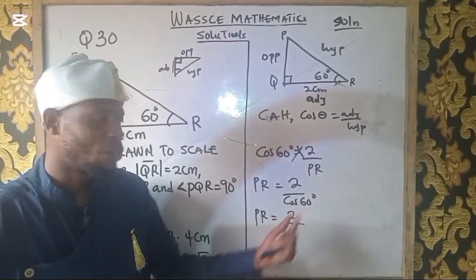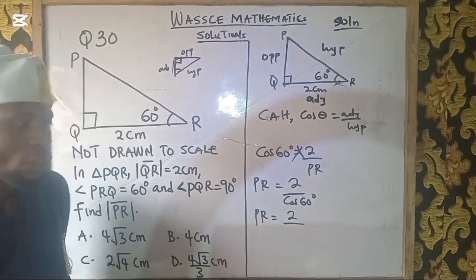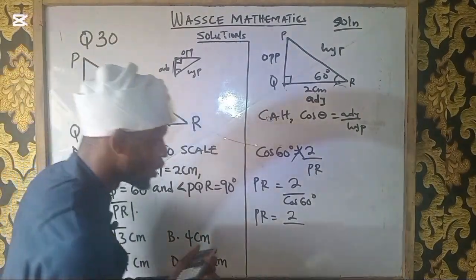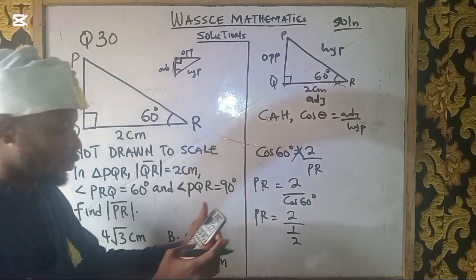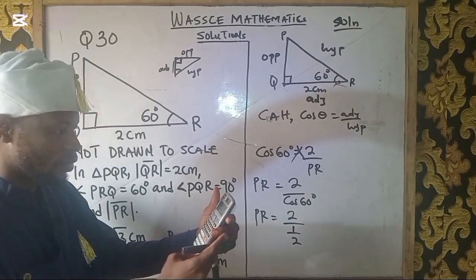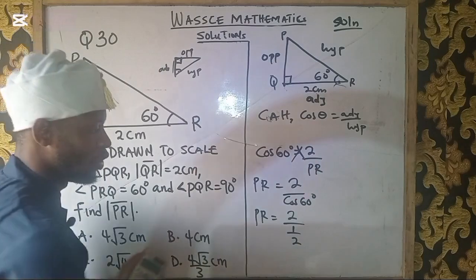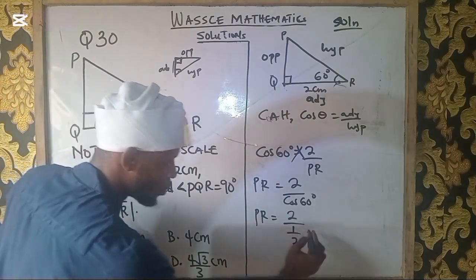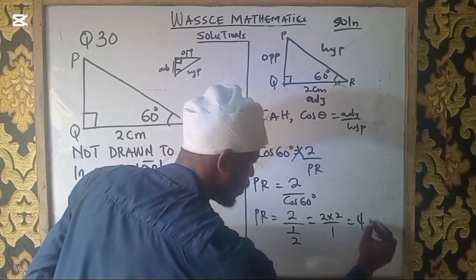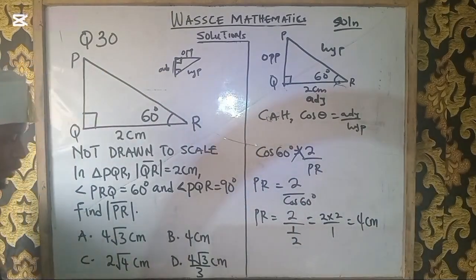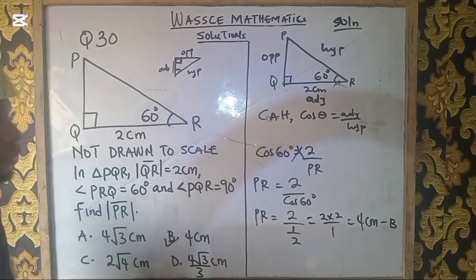And cos 60 as a special angle is simply going to be 0.5. Do you understand? 0.5 is the same as 1/2. So let me confirm that for you on the calculator. Cos 60. You can see that the calculator gives 1/2, which is the same thing as 0.5. So if I solve this now, I'm going to have 2 times 2 over 1, and that will give us 4 centimeters. So the answer is option B, which is 4 centimeters. All right, so that is how to solve that problem.